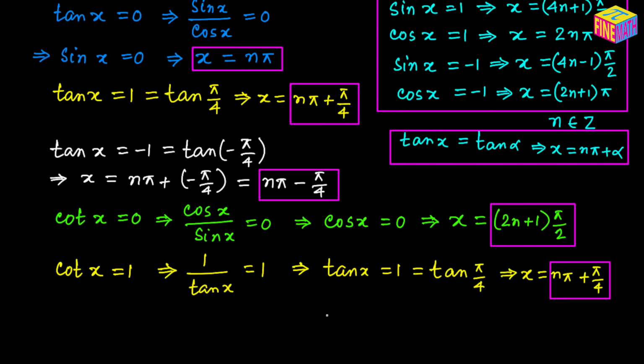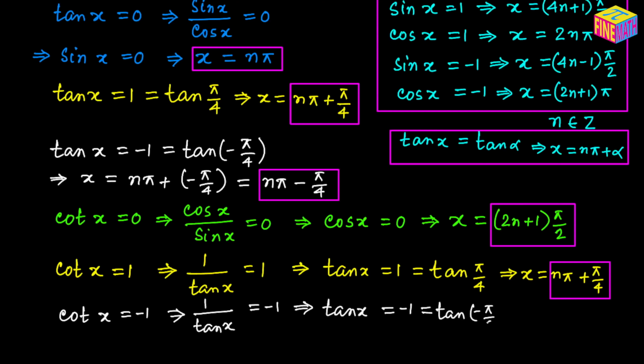So here we can say x is equal to n pi plus pi over 4, and that's the general solution. Now let's talk about cotangent of x equals negative 1. Can we write it as 1 over tangent of x equals negative 1? From here we can say tangent of x is -1, which is equal to tangent of negative pi over 4, and then the general solution would be n pi minus pi over 4. We have seen that up there, that when tangent of x equals -1, the general solution is n pi minus pi over 4. So it's pretty much the same solution.